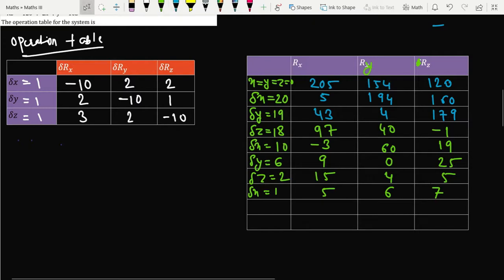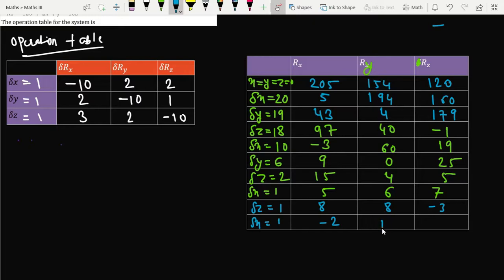So which is the greater number? 7 is the greater number. And 7 is near about minus 10. So just delta z is equal to 1. We use delta z equal to 1. So 3. So we get 8. This 8 and this is minus 3. So these two numbers are equal. So we use x or y. So delta x is equal to 1. Minus 10. So we get minus 2.